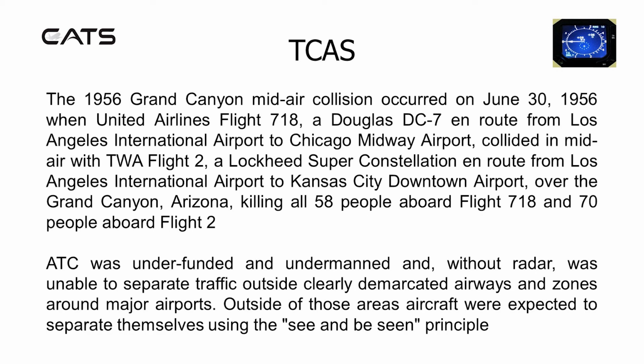In 1956, the Grand Canyon mid-air collision occurred when United Airlines Flight 718, a Douglas DC-7 en route from LA to Chicago, collided in mid-air with a Lockheed Super Constellation en route from LA to Kansas City. All 58 people on board Flight 718 and 70 people aboard the TWA flight were killed. Air traffic control was underfunded and undermanned and without radar, and was unable to separate traffic outside clearly demarcated airways and zones around major airports. Outside of those areas, aircraft were expected to separate themselves using the see and be seen principle.